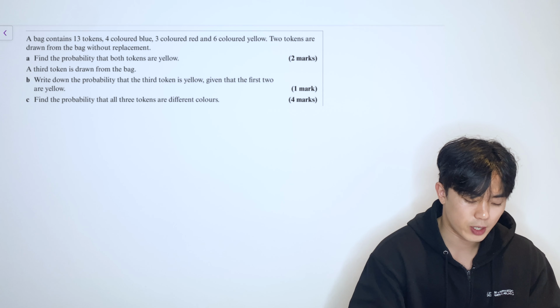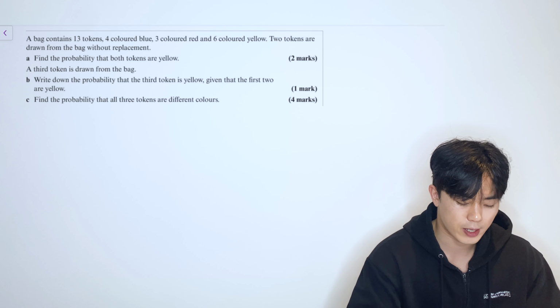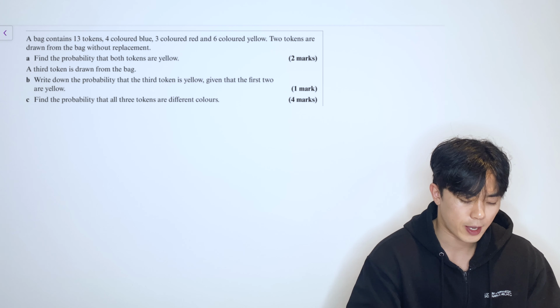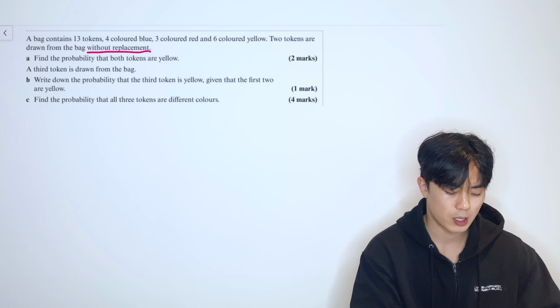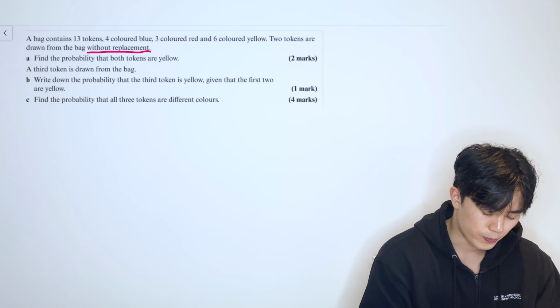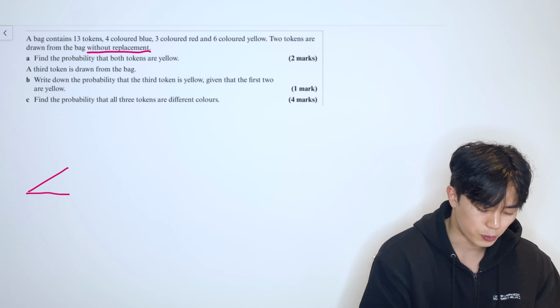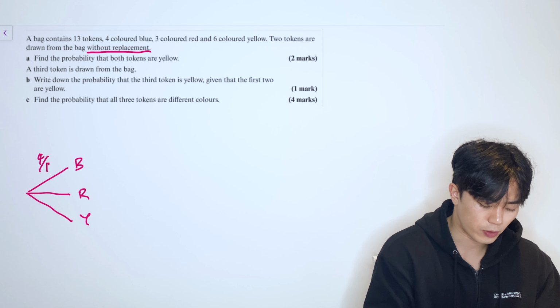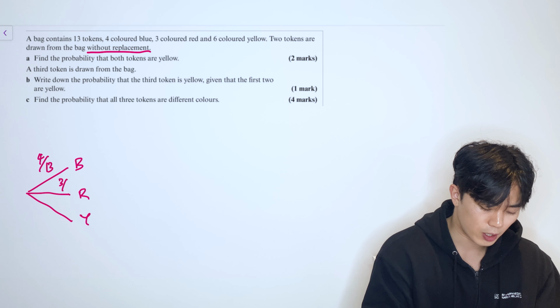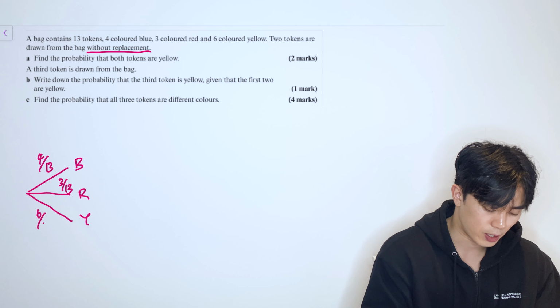A bag contains 13 tokens, 4 blue, 3 red, and 6 yellow. 2 tokens are taken or drawn from the bag without replacement. Now this without replacement is important. Okay, so let's draw our tree diagram. In this case, there's 3 different options, right? So there's blue, red, and yellow. The probability of blue is 4 out of total, which is 13. Red would be 3 out of 13, and yellow would be 6 out of 13.